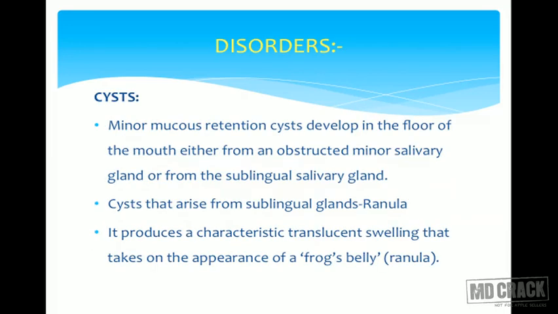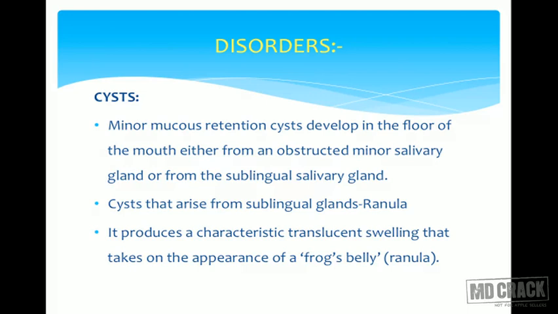What are the various disorders of sublingual glands? Most commonly the cysts. These are minor mucus retention cysts that develop in the floor of the mouth, either from an obstructed minor salivary gland or from the sublingual salivary gland. The cysts that arise from sublingual glands are called ranula.